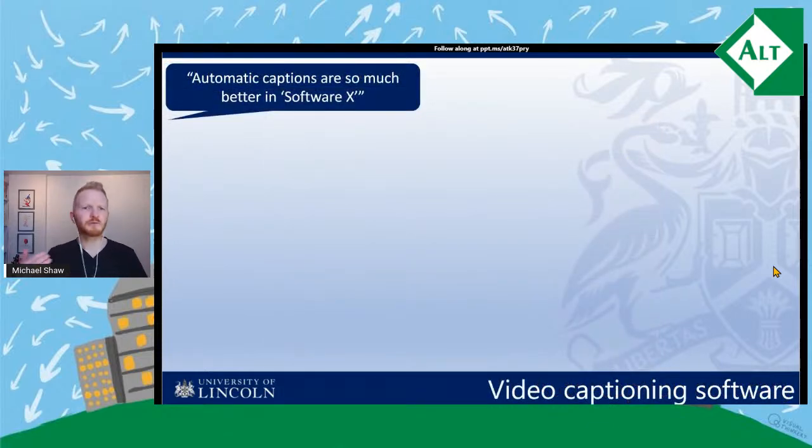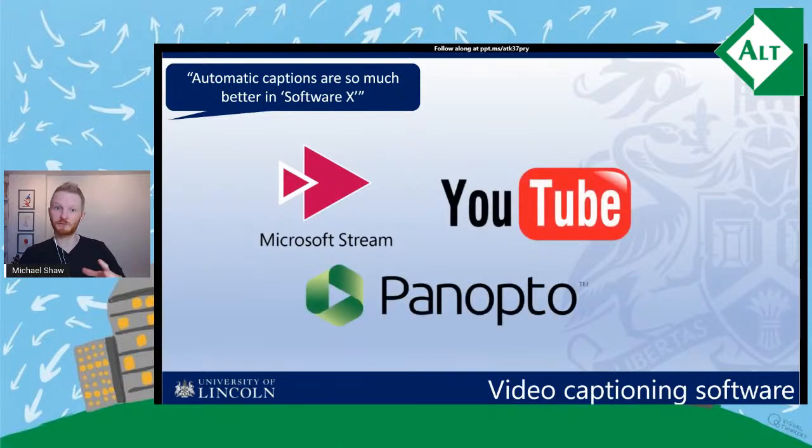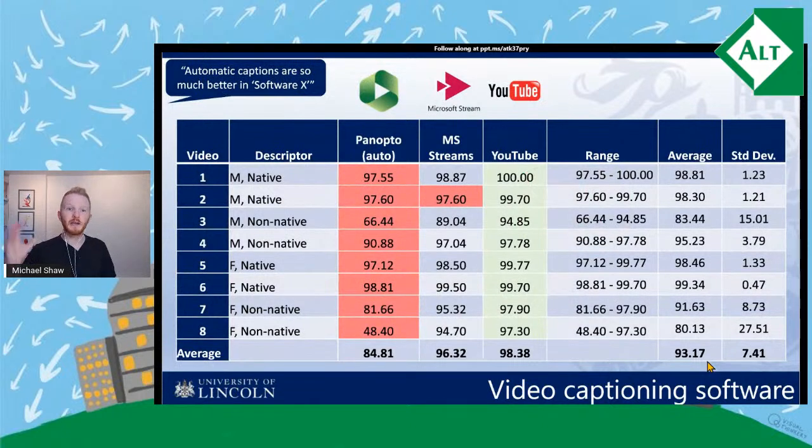So let's take a look then at how different softwares handle automatic captions. First, by looking at 3 video hosting platforms: Microsoft Stream, YouTube, and Panopto. And here we have the average caption accuracy of around 85% for Panopto automatic captions, 96% for Stream, and 98% for YouTube, with YouTube consistently providing the highest caption accuracy across all the videos, and Panopto providing the lowest accuracy. We can see our 2 outliers here showing significantly lower in the Panopto accuracy, and that's what drags down the average.